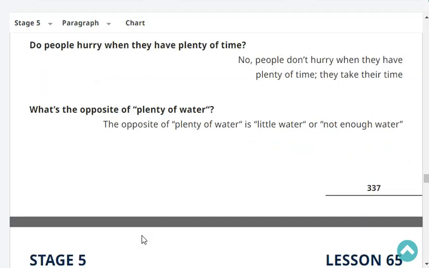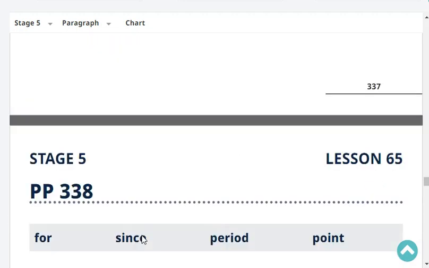No, people don't hurry when they have plenty of time. They take their time. Very good. What's the opposite of plenty of water?